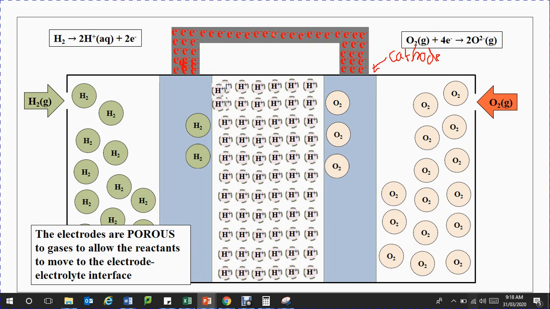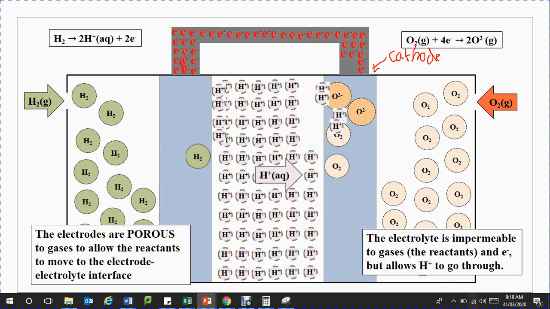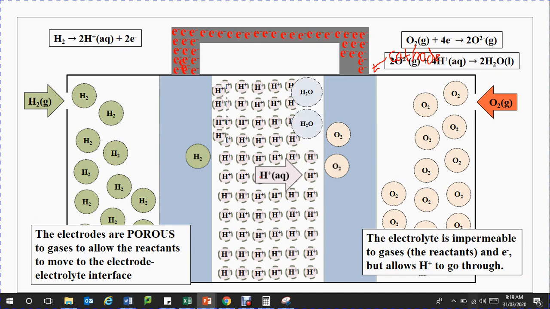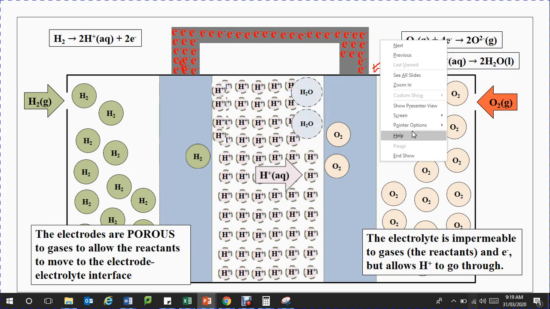Those electrons have flowed along the wire to the cathode, where they've reacted and reduced our oxygen to oxide ions. So our oxygen is gaining those 4 electrons, forming the oxide ion. Then our hydrogen ions, which are cations, will migrate towards the cathode. Those oxide ions and the hydrogen ions will react to form water.